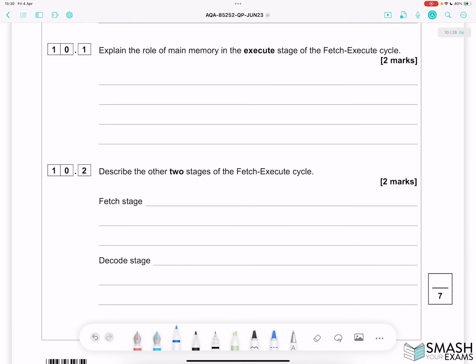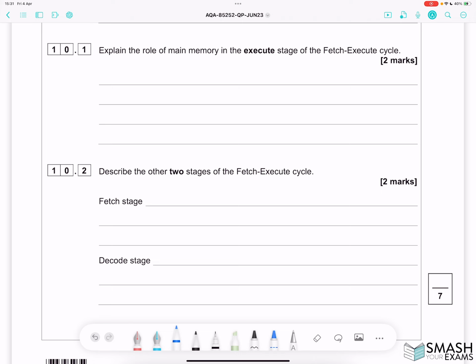So from there, we're now going to have a go at explaining the role of main memory in the execute stage of the fetch execute cycle. Right, we need to switch our brains away from software. We're coming back to think about elements of the hardware again. What happens during the execute phase of the fetch execute cycle to begin with?